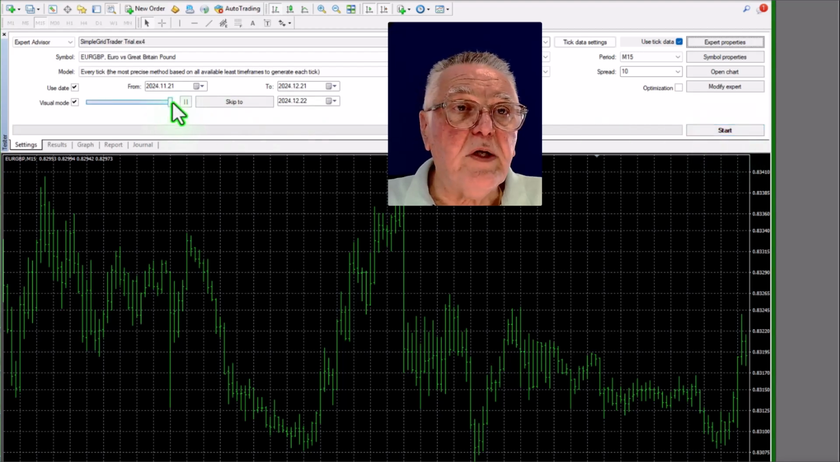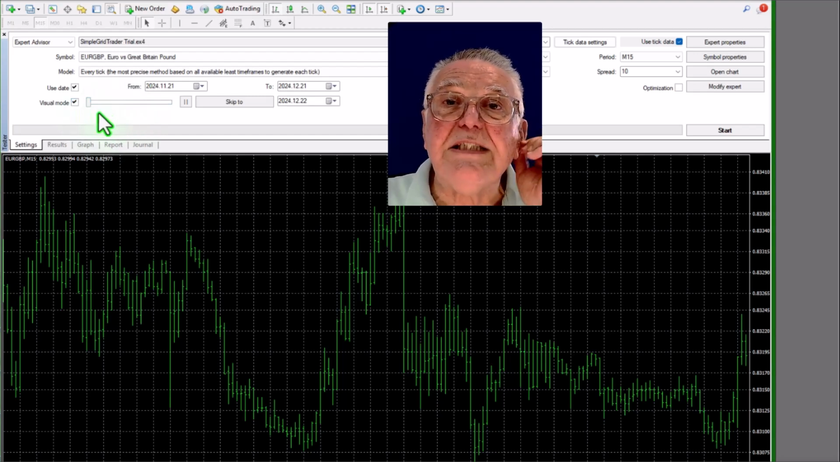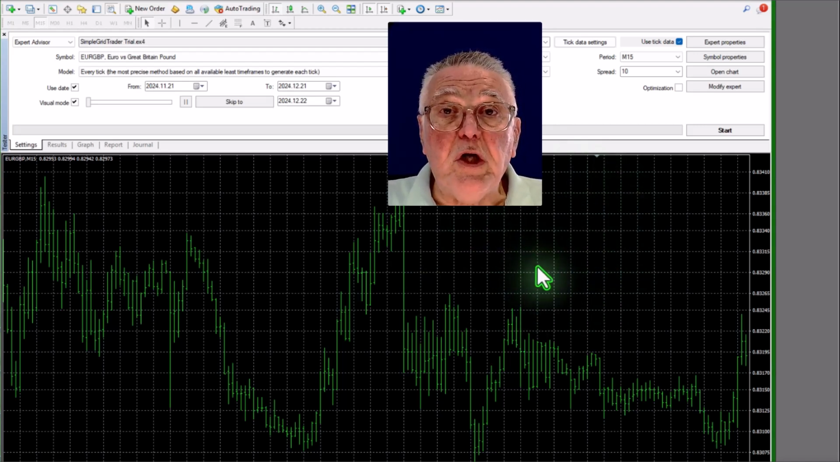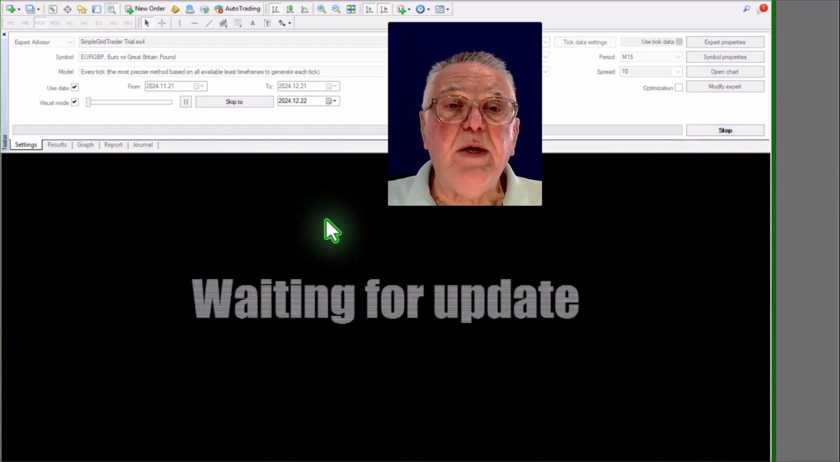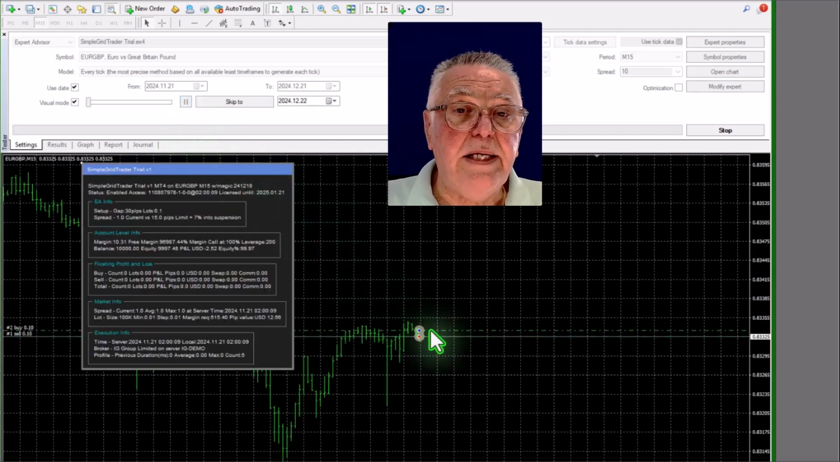Now, before I start, this is the visual mode that we're going to be using. I'm going to move to the right, to the end, so that it doesn't move much, because I'm going to need to change the chart. It doesn't display very well in black, so I'm going to change the chart after it's started. And there we are. It's started there. And it has already opened a buy and a sell over there.